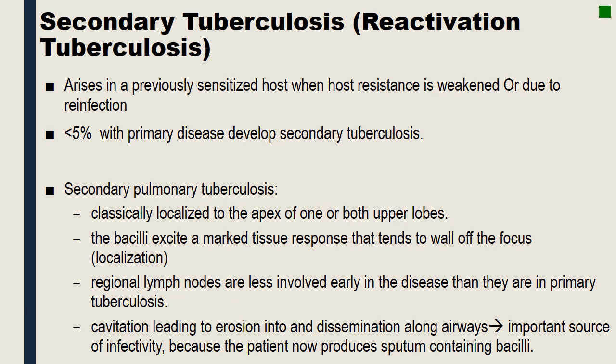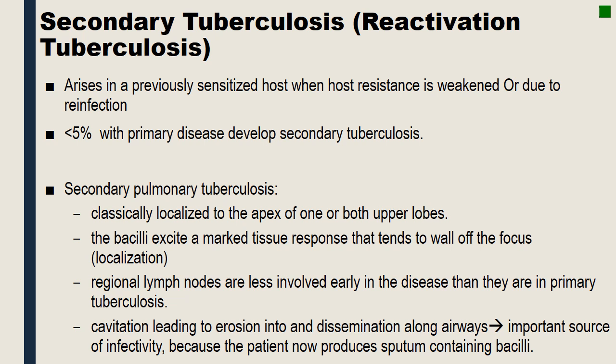Secondary tuberculosis arises in a previously sensitized host mostly many decades after initial infection. When host resistance is weakened, it also may result from reinfection. Only a few patients with a primary disease subsequently develop secondary tuberculosis. Secondary pulmonary tuberculosis is classically localized to the apex of one or both upper lobes.